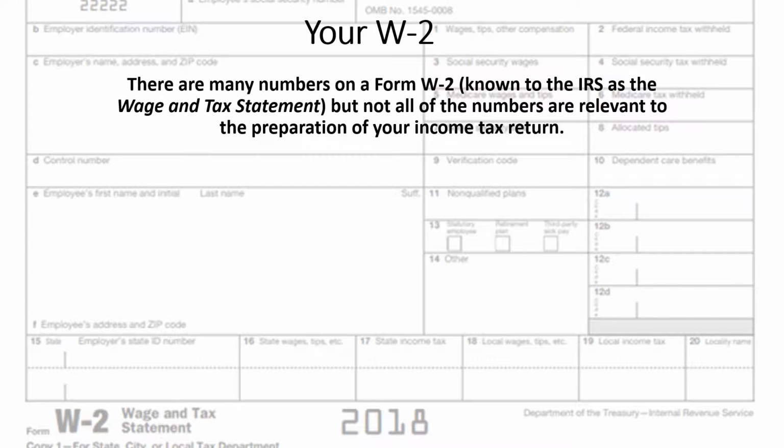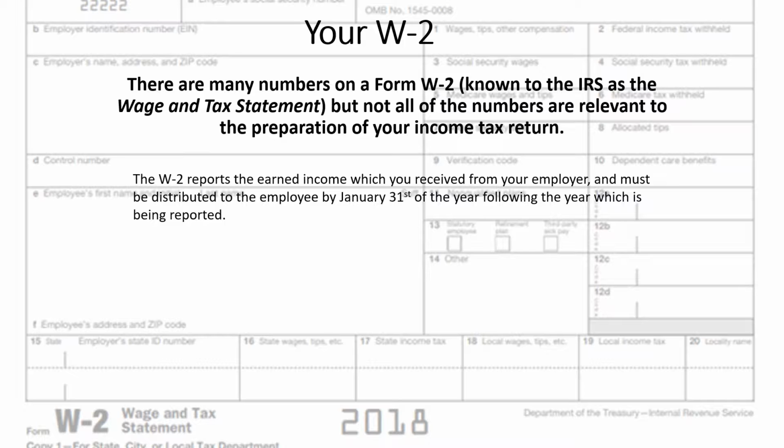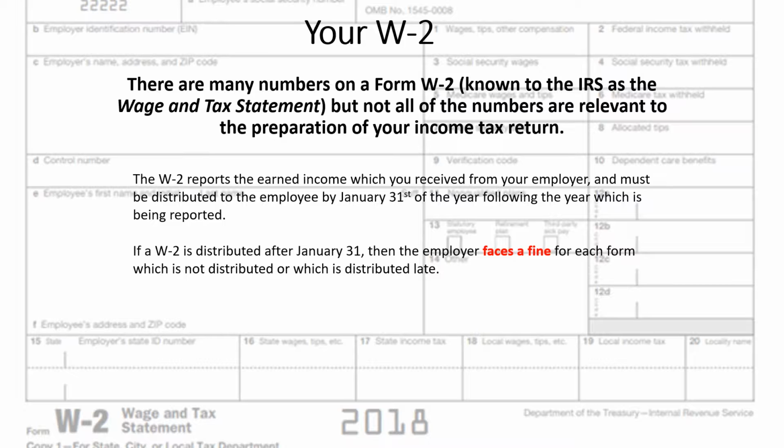There are many numbers on a Form W-2, known to the IRS as a wage and tax statement, but not all of the numbers are relevant to the preparation of your income tax return. The W-2 reports the earned income which you receive from your employer and must be distributed to the employee by January 31st of the year following the year for which it is being reported. If a W-2 is distributed after January 31st, then the employer faces a fine for each form which is not distributed or which is distributed late.